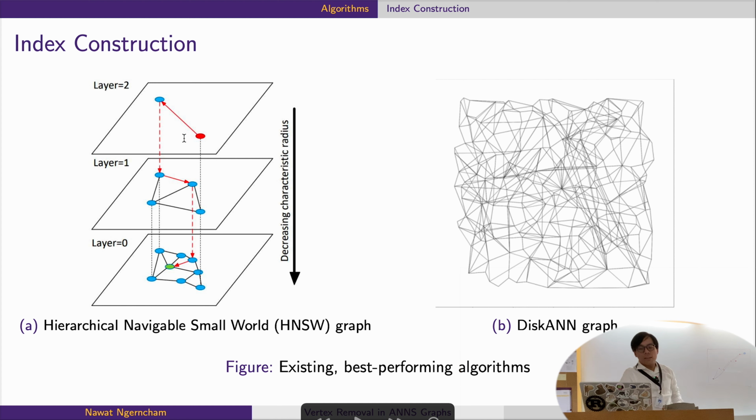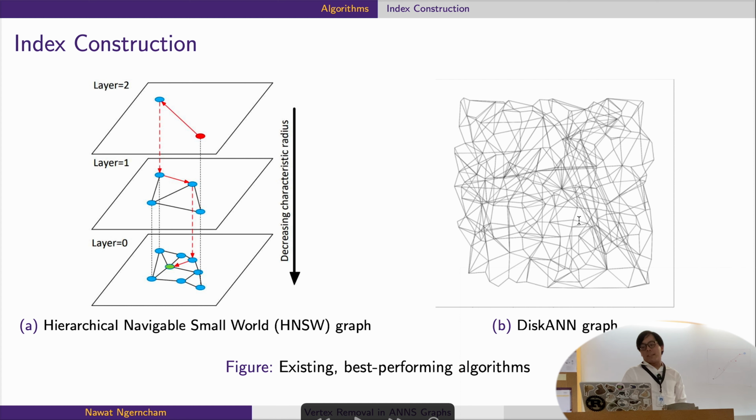So you have these long edges that you can travel to really quickly. And then once you're done with the current level, you go down to the next level. And then you can get closer and closer to your actual query point. And that's how they achieve their performance.